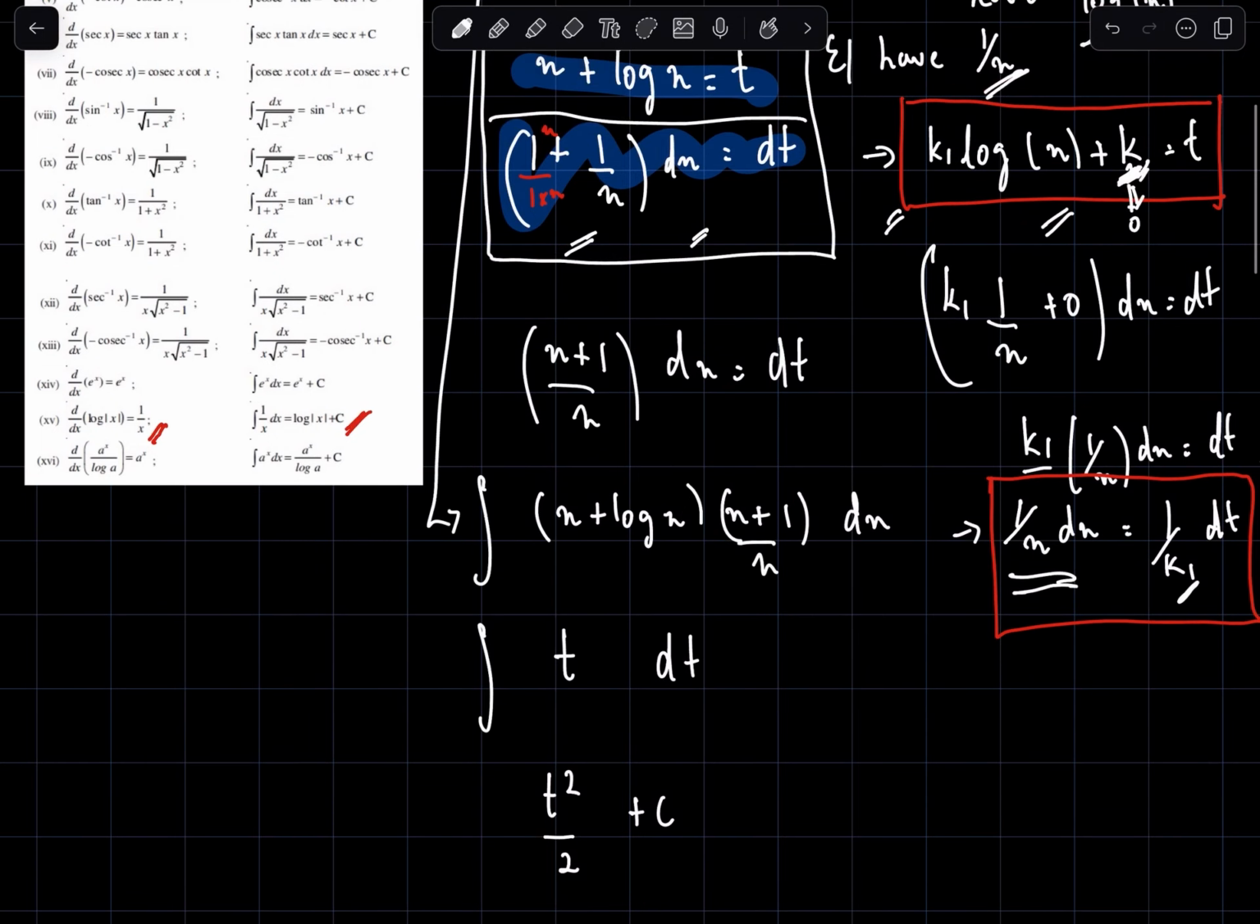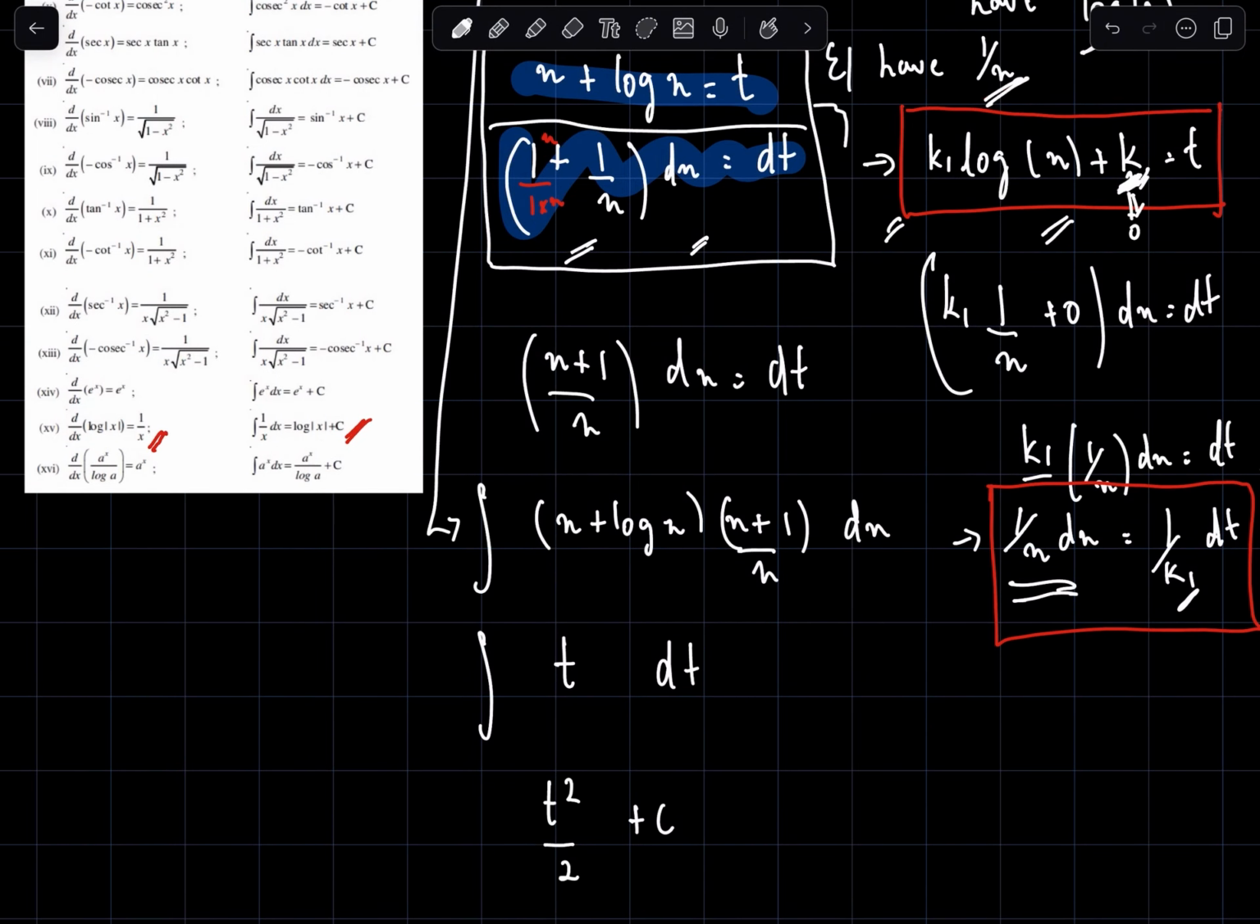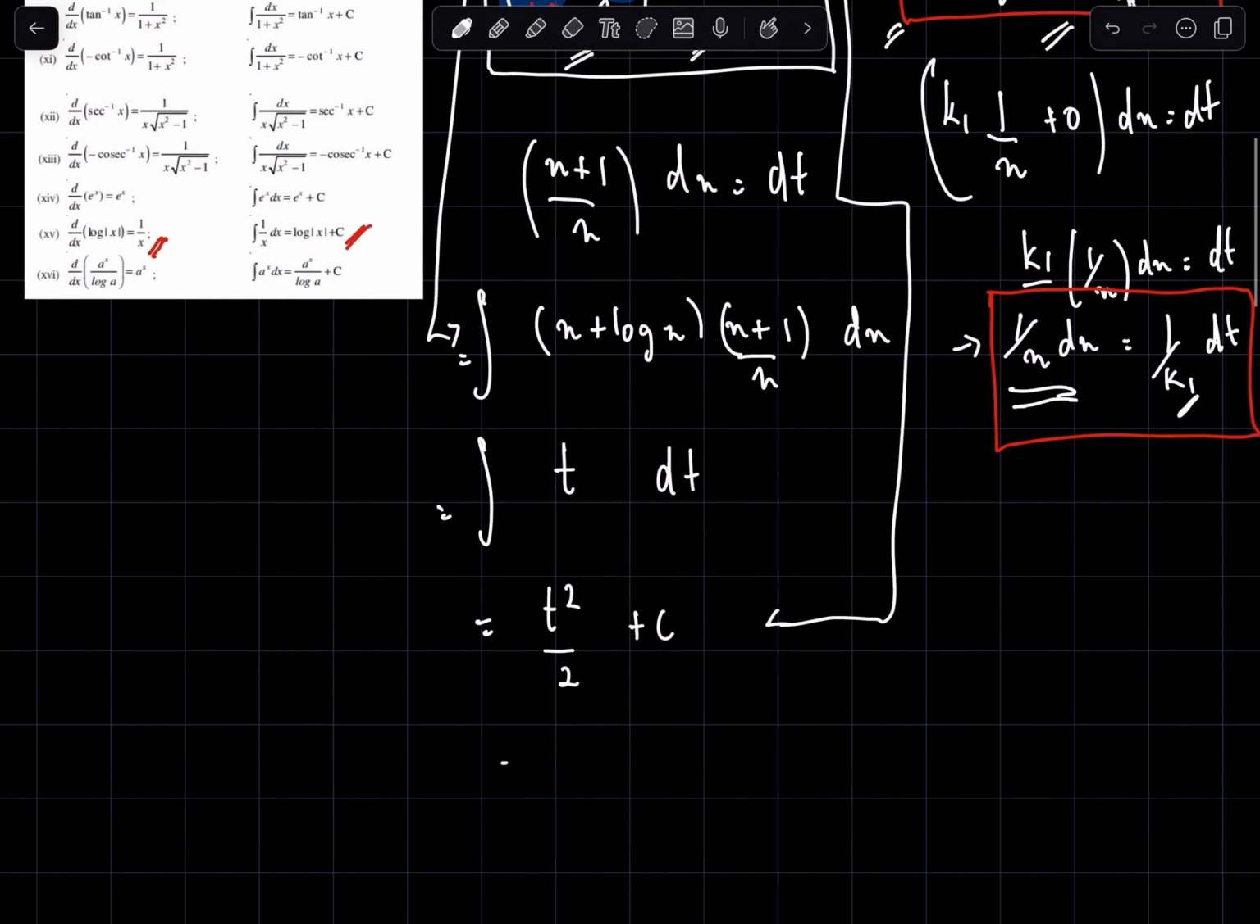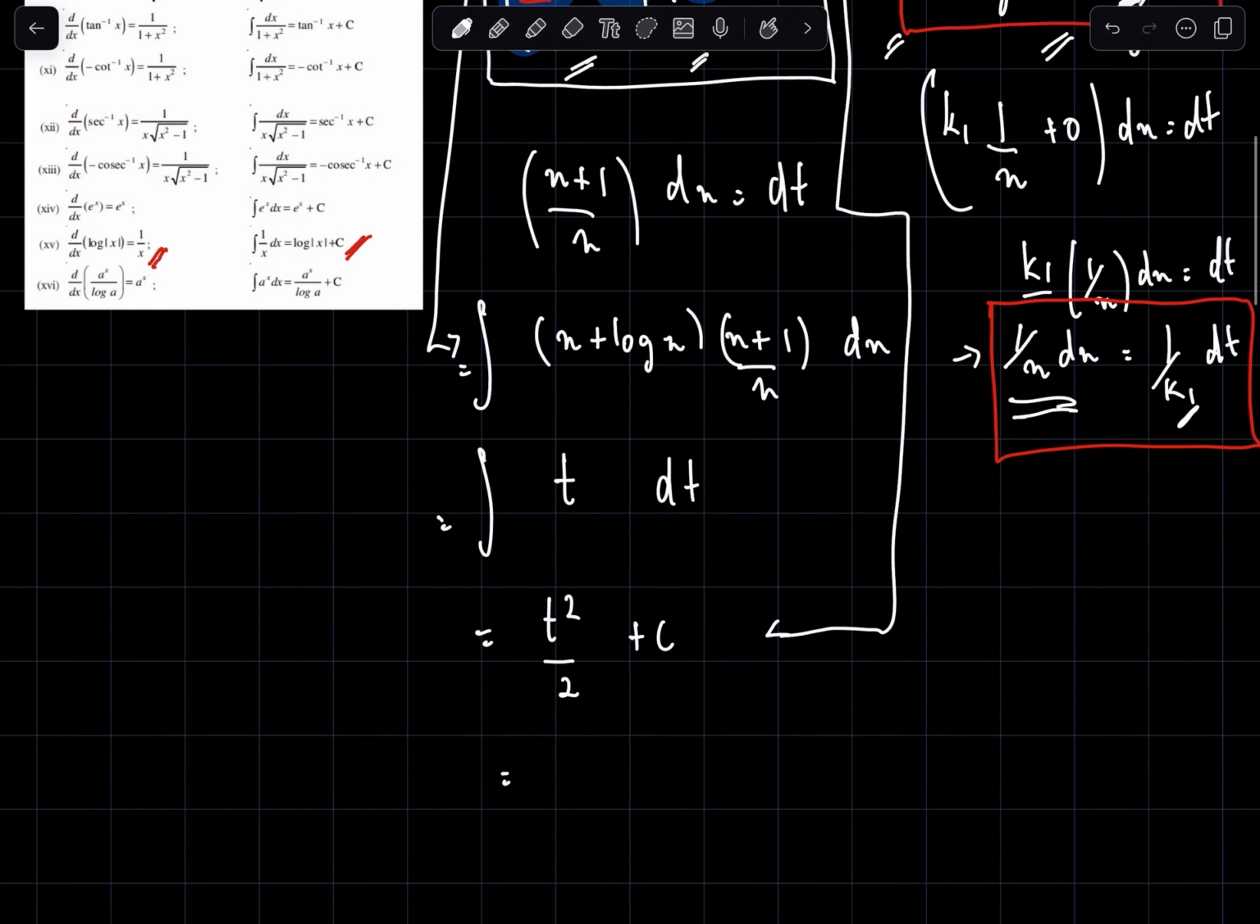Again, substitute for t. What is your t value? Bring this value down to this. So this is equal to, so what is t squared? x plus log x, the whole square, divided by 2 plus c. So let's check. Now this should be the next question.